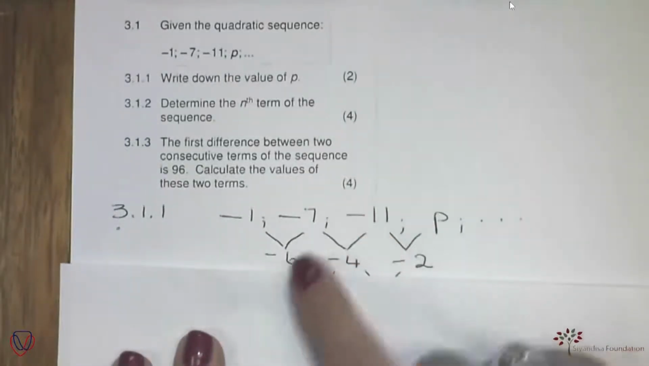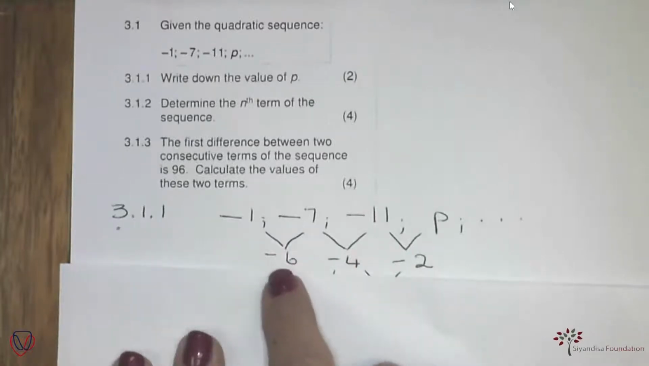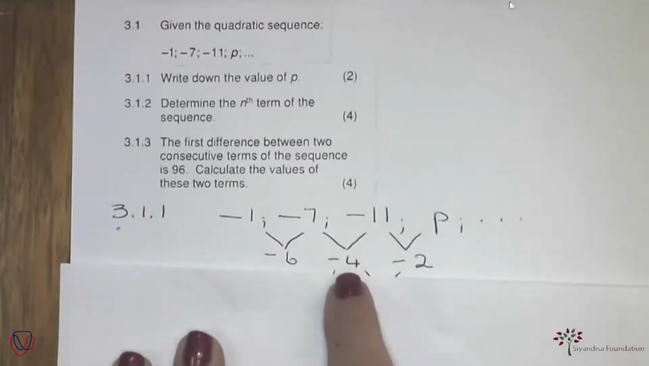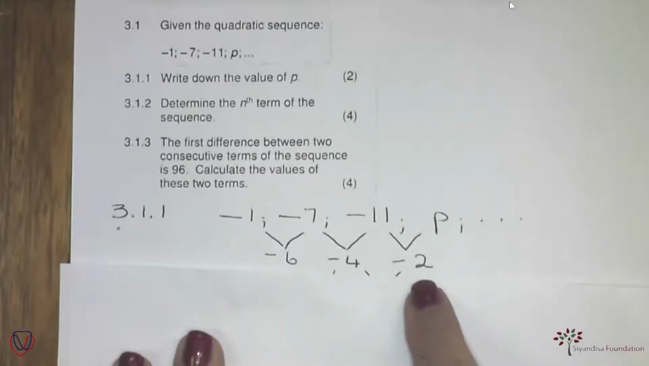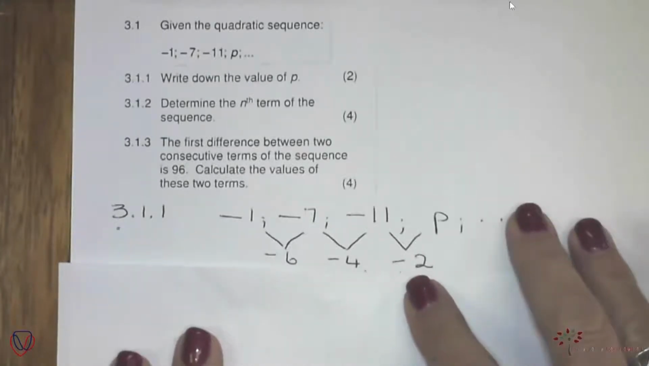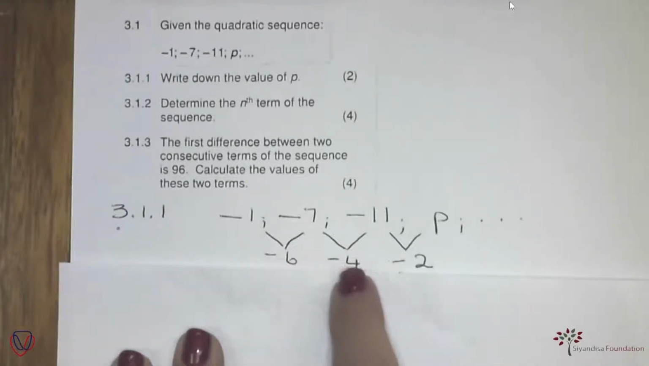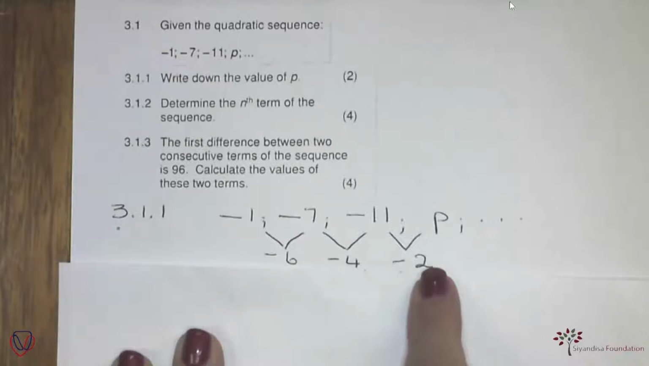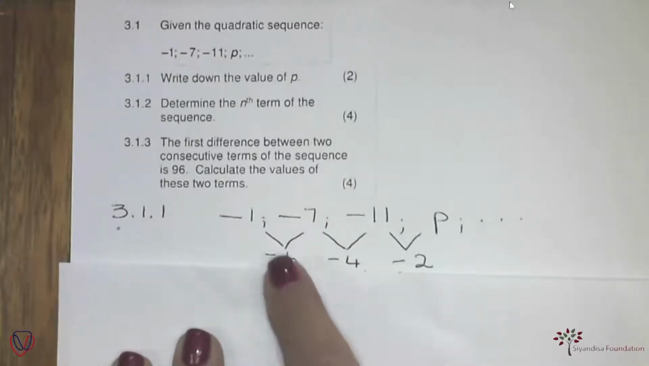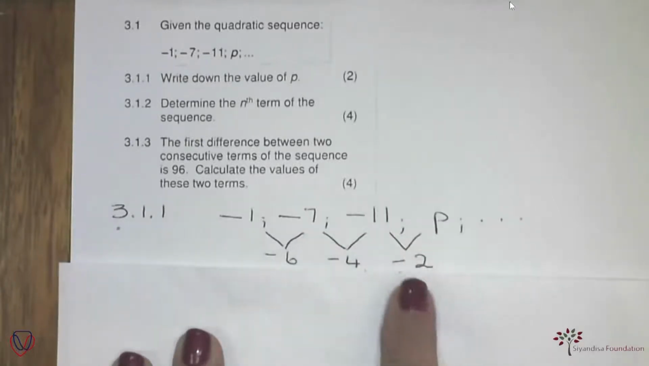your difference. The difference there is minus 6. The difference there is negative 4. The difference there is negative 2. Why? Because I could see that it's a quadratic equation. So the first difference must have a plan or a rule. And the rule here is you add 2, you add 2. So I could write that there. But you could have done it in a different way also.